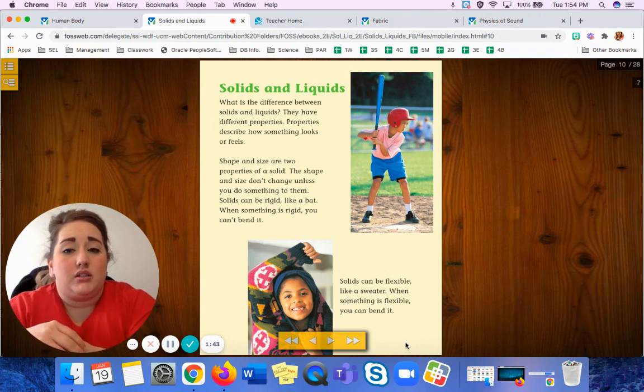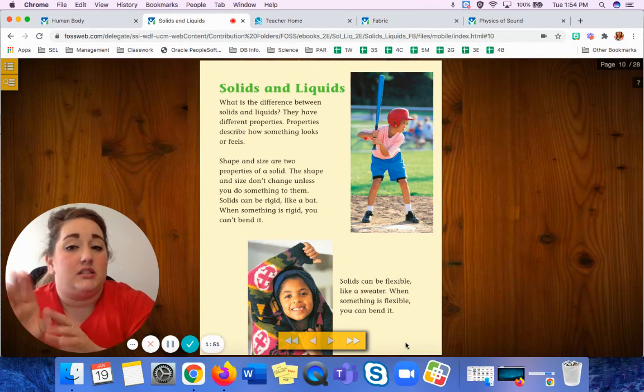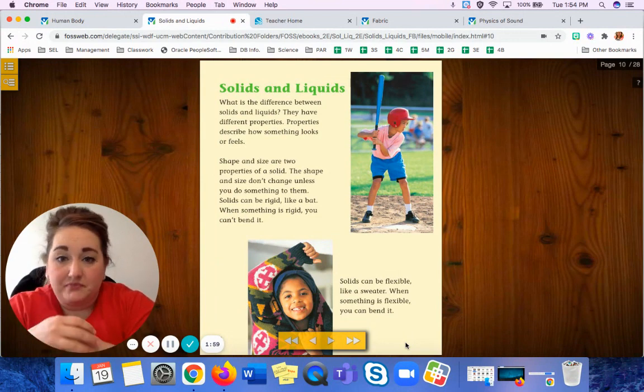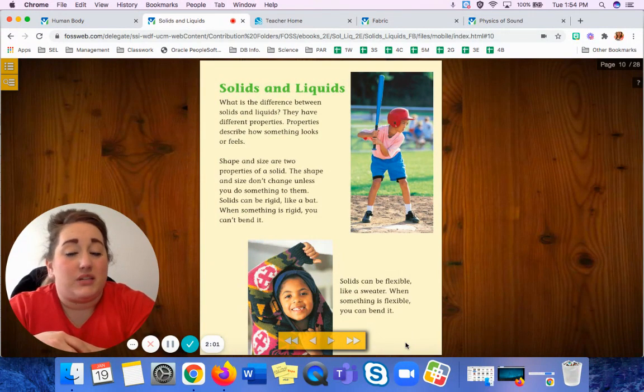Okay, so today we're going to read through this story. It's called Solids and Liquids. So that's 2 of our states of matter. Solids and liquids, and then the third one is, of course, gas. So today, again, focusing on solids and liquids. What is the difference between solids and liquids? They have different properties. Properties describe how something looks or feels.